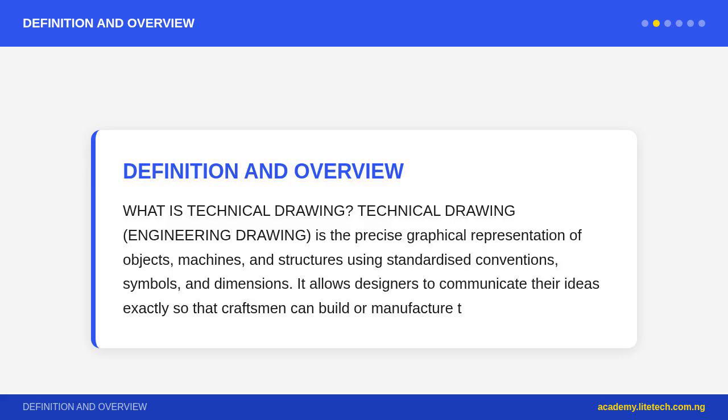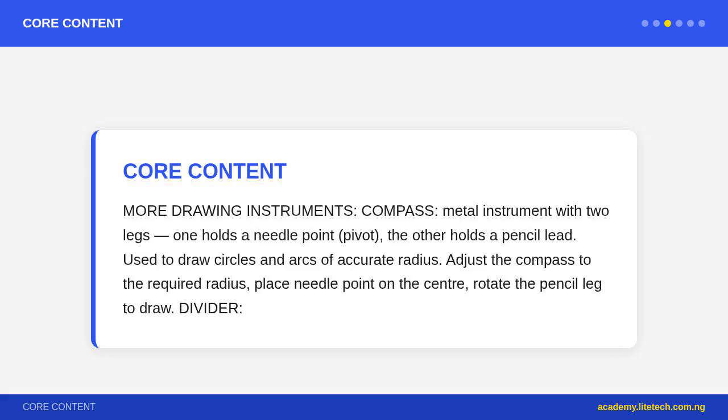Divider: similar to a compass but both legs have metal points, no pencil. Used to transfer measurements from one part of a drawing to another, divide a line into equal parts, and step off equal distances along a line. French curves: curved plastic templates used to draw smooth curves that cannot be drawn with a compass, irregular curves, parabolas. Flexi-curve or flexible curve: a bendable plastic or metal strip that can be shaped to any curve, used for flowing irregular curves in design work.